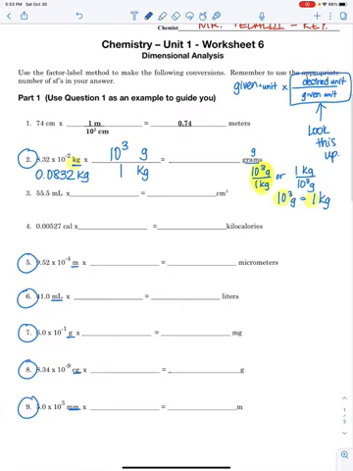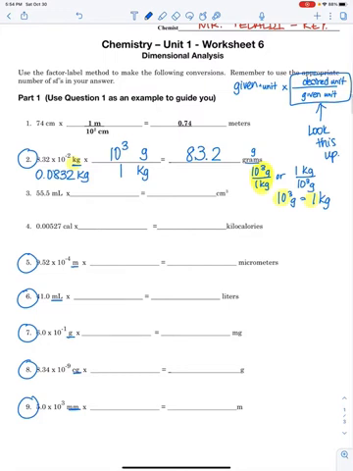And then I do this math. I'll do 8.32 times 10 to the minus second times 10 to the third, and I should get 83.2 using a calculator. Right? You could plug that into a calculator and you'll get that answer.